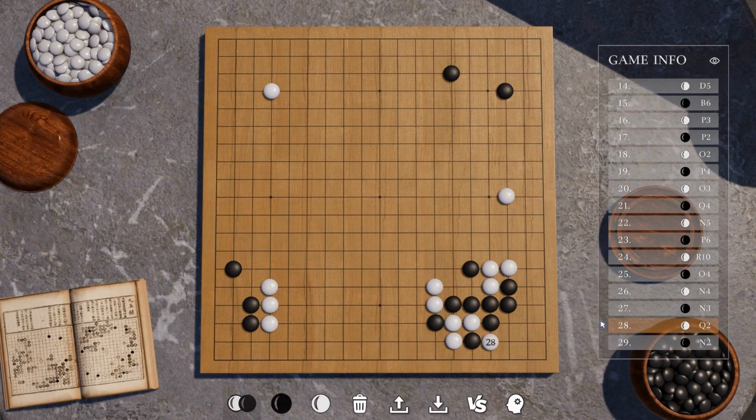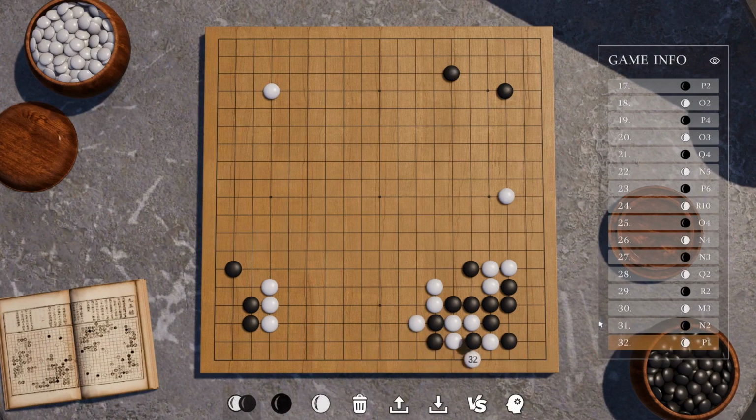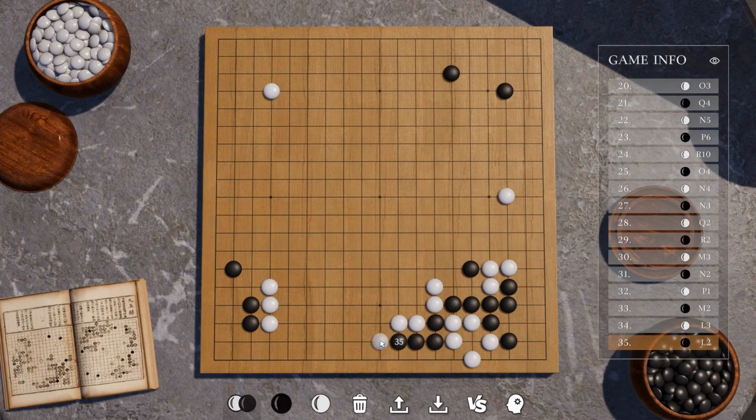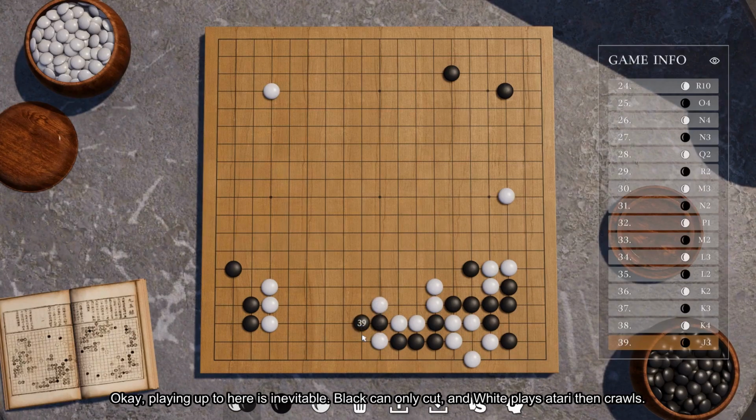advantage. If black blocks in the corner, white will Atari again, forming a battle for life. Let's look at the result of this battle for life. Okay, playing up to here is inevitable. Black can only cut, and white plays Atari then cross.